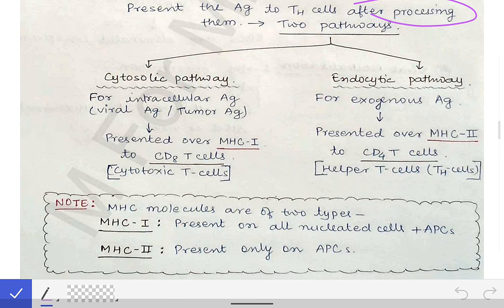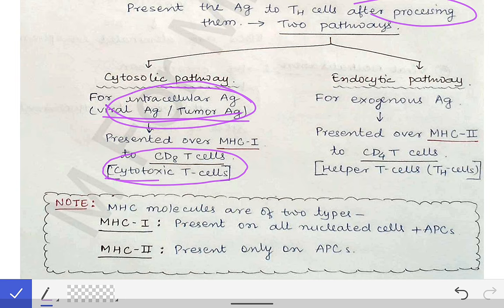How does the antigen presenting cell decide whether it is going to take the cytosolic pathway or the endocytic pathway? That depends upon the type of antigen. If it is an intracellular antigen, like a viral antigen or tumor antigen, then it will be presented over the MHC1 molecule of that antigen presenting cell to the CD8 T cell, which is also called the cytotoxic T cell. Okay, this is the cytosolic pathway. It is used for intracellular antigens, which are either viral antigens or tumor antigens.